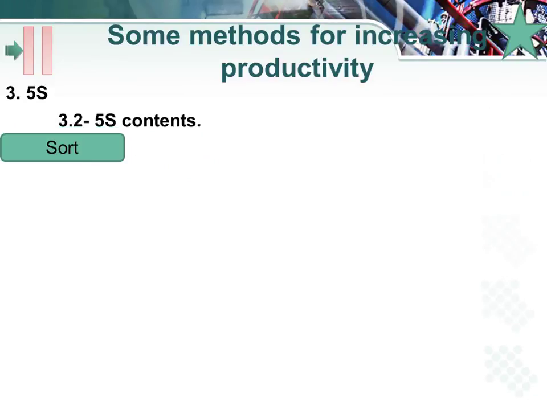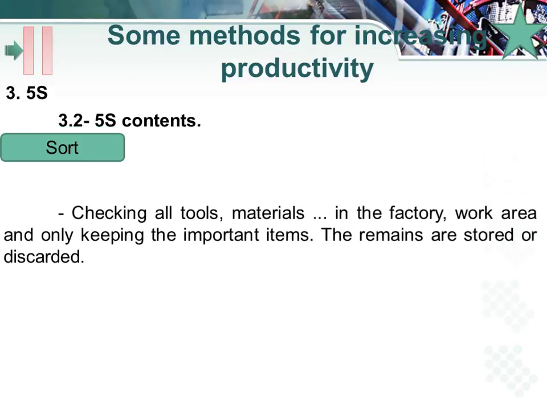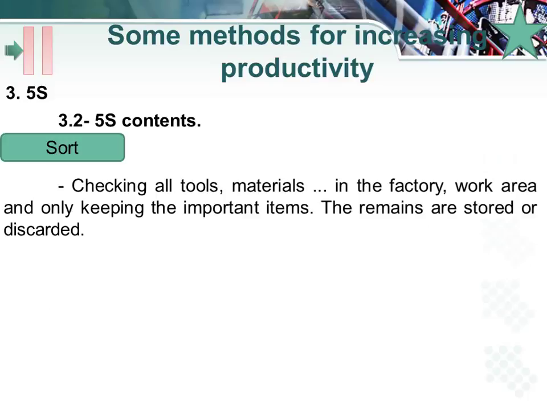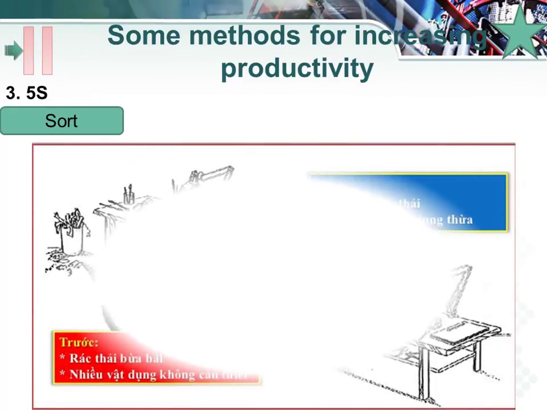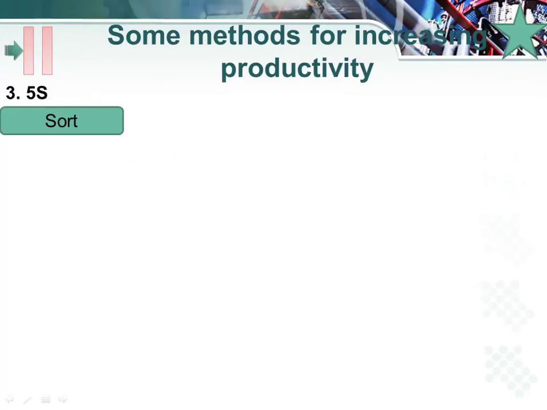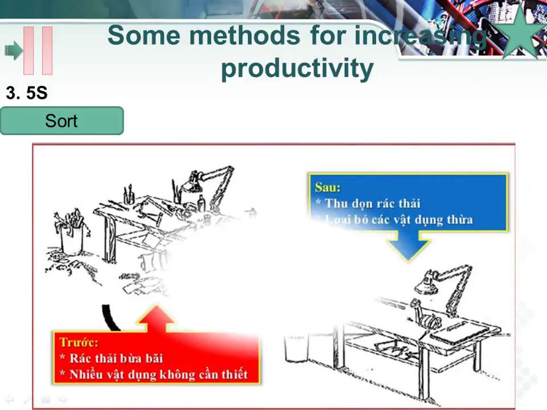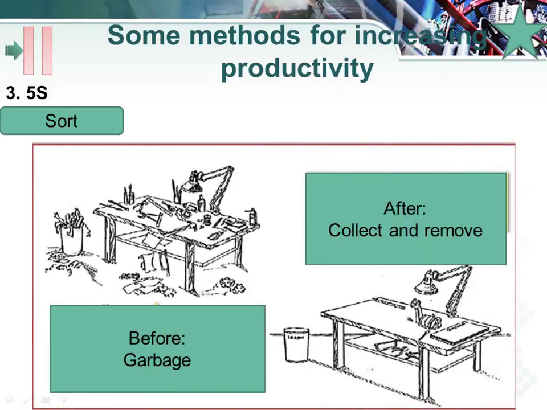The first content of 5S, sort. Checking on tool material in the factory work area and only keeping the important items. The remainder are stored or discarded. After sorting, the workplace only remains items with necessary quantity. Example of sorting. The first picture is before, with garbage and unused items, but after collecting the garbage and removing not useful items, the workplace becomes clean.